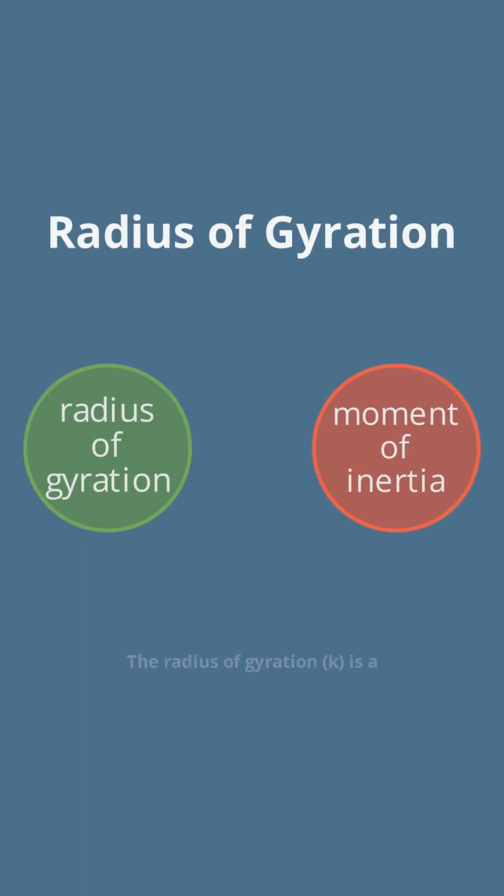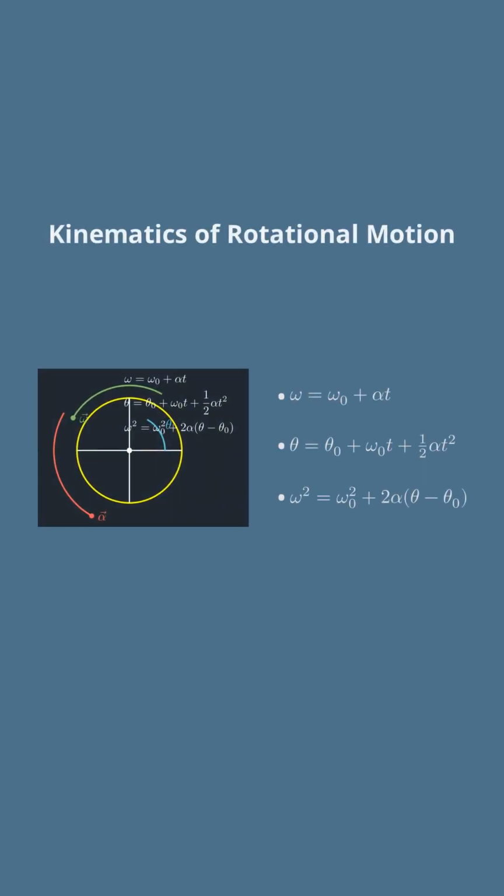The radius of gyration, k, is a useful concept related to moment of inertia. It's defined so that I equals mk squared, where m is the total mass. The radius of gyration tells us how far from the axis the mass would need to be concentrated to give the same moment of inertia. For example, for a rod about its center, k equals L over square root of 12. This concept helps compare different shapes and mass distributions easily. Rotational motion about a fixed axis has its own set of kinematic equations, analogous to those for linear motion.